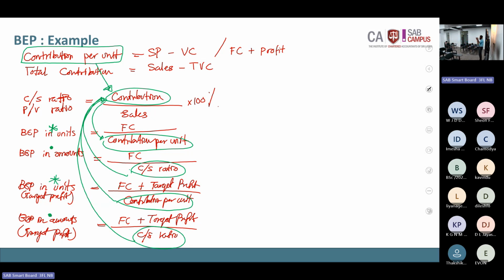This is the selling price, this is the variable cost. Sometimes the question can say the selling price is this much, and give different cost types, fixed cost and variable cost, and we need to identify which are the variable costs. If we miss even two of them, the contribution will be wrong.